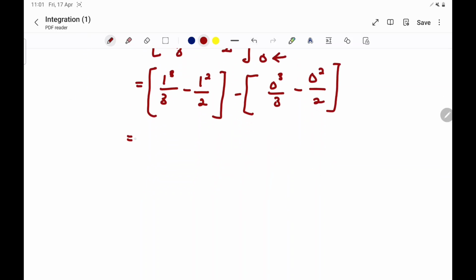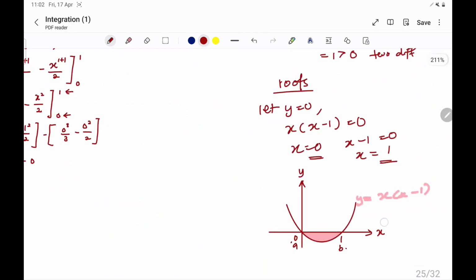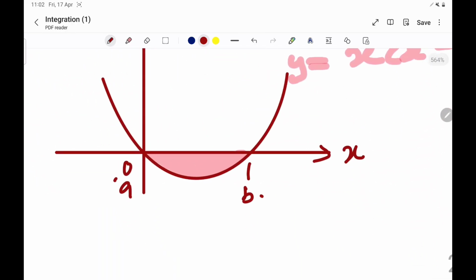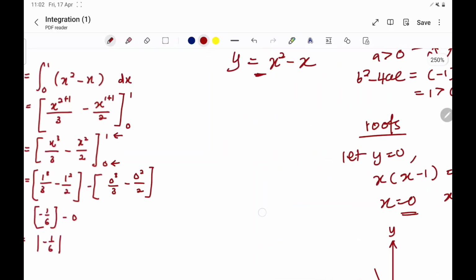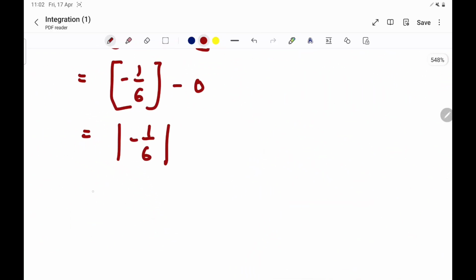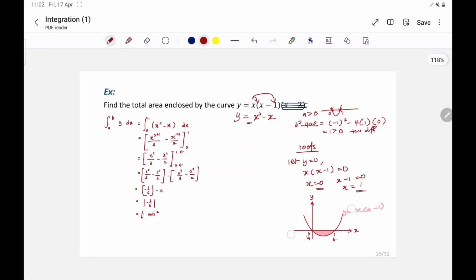So 1 over 3 minus 1 over 2, you're going to get negative 1 over 6, right? Here, minus 0. So you're going to get negative 1 over 6, which is a negative value. The reason why you get negative is because your graph is actually under the x-axis, at the negative region. But if you get this, what you have to do is just put modulus in front. Then the value will change to 1 over 6 unit squared. So this is how you solve this type of question.